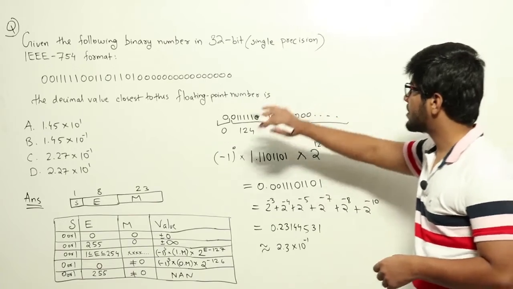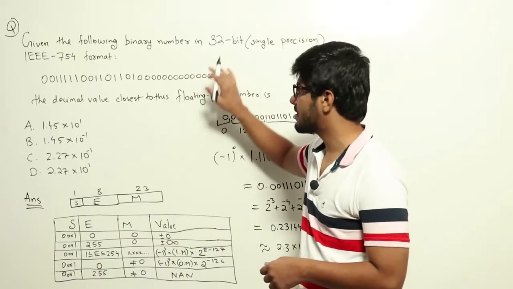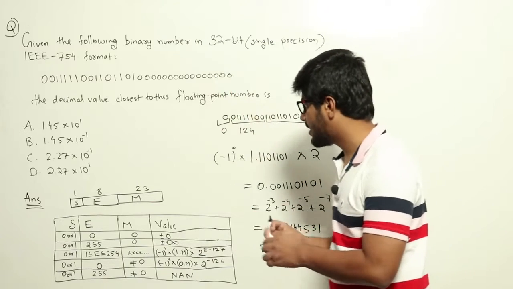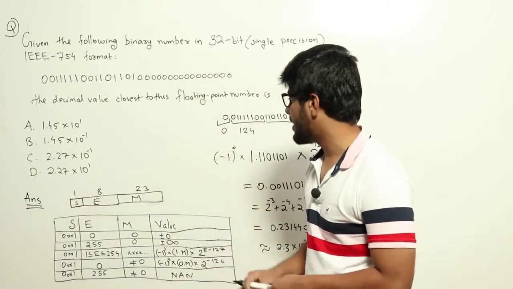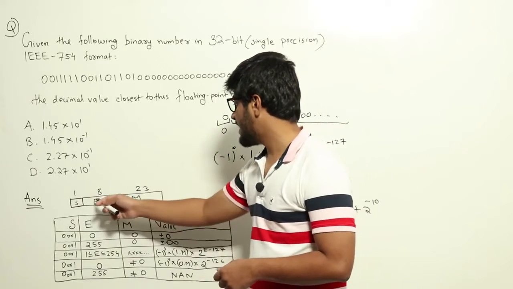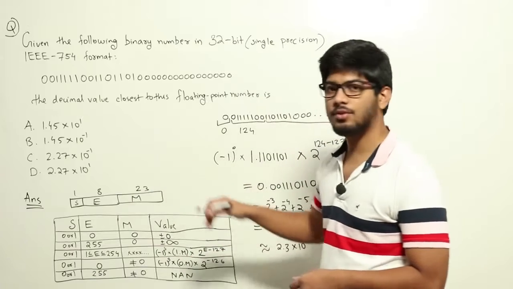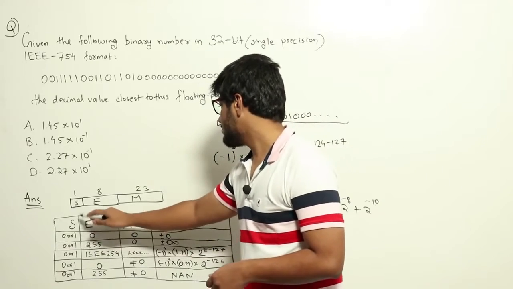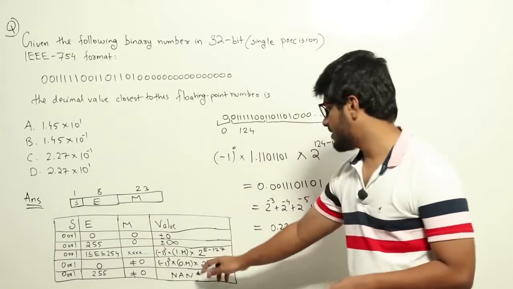So IEEE single precision format I have given here. In IEEE single precision format, that is used to denote decimal numbers in real. So in IEEE single precision we have a 32-bit binary number. The first bit will be assigned for the sign bit, and the next 8 bits will be assigned for the exponent part, and the next 23 bits will be assigned for the mantissa part. So whenever the sign, exponent and mantissa part are these, the value of the number is given here.